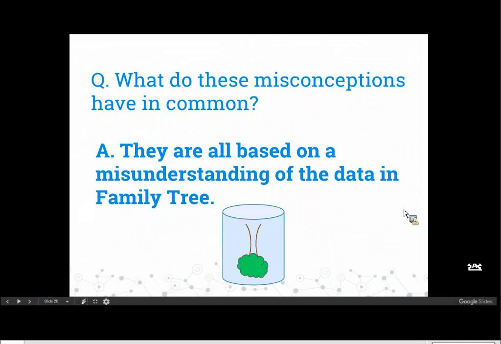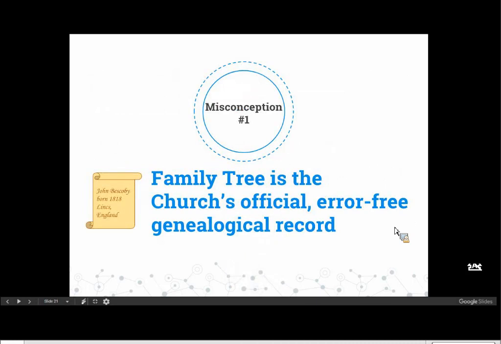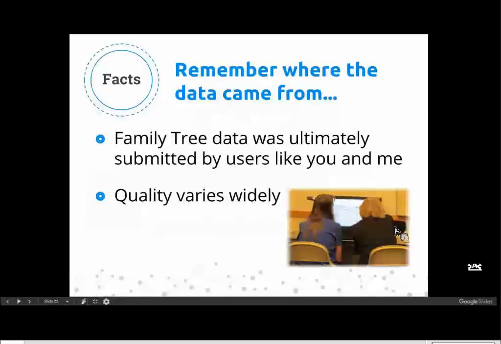So misconception 1, Family Tree is the church's official error-free genealogical record. Well, we won't belabor where the data came from because the first part of the presentation was spent on that. But suffice it to say that Family Tree data was ultimately submitted by users just like you and me and not officially verified by the church. So it's important to remember that the quality varies widely.